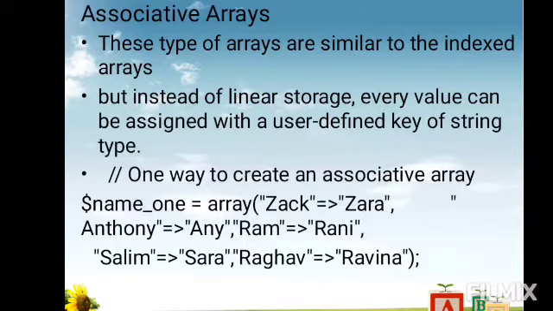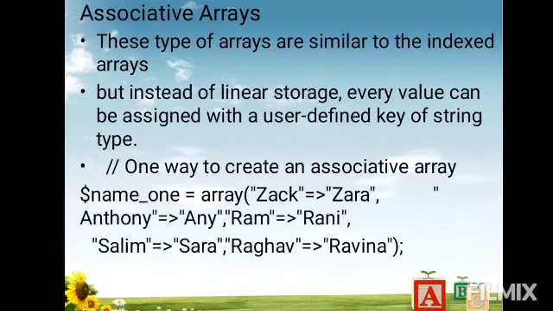Next one is the associative array. Associative arrays are similar to indexed arrays, but the index is a string type. The main difference is that it uses a string value index instead of a numerical value, and it is stored anywhere in memory, not in linear storage.